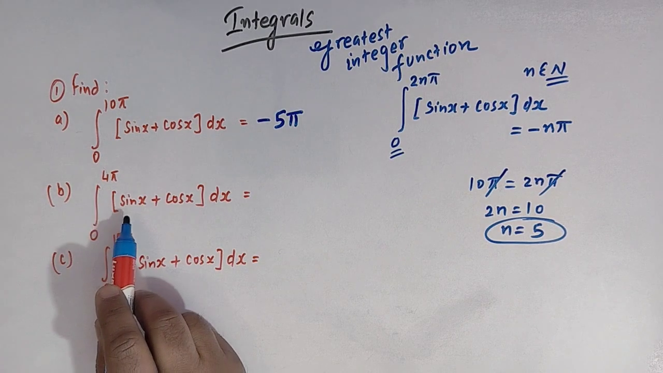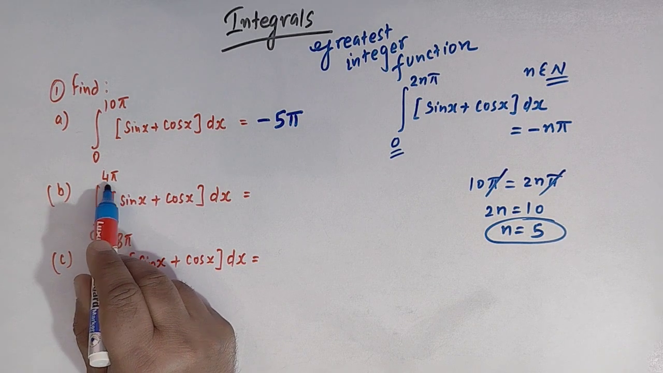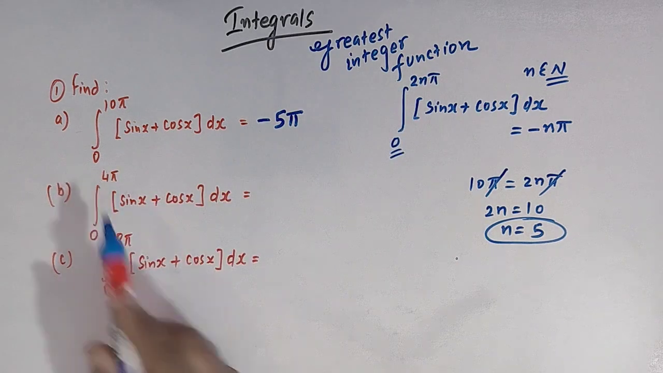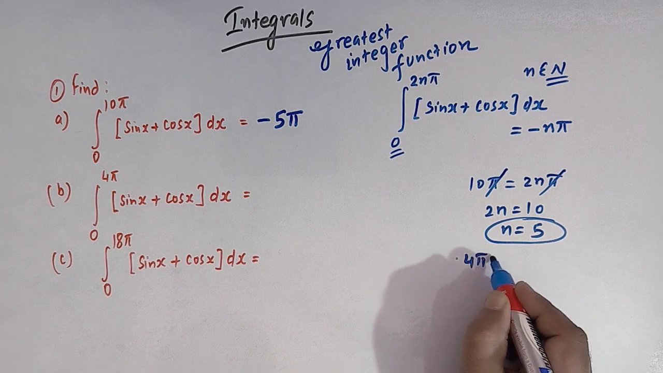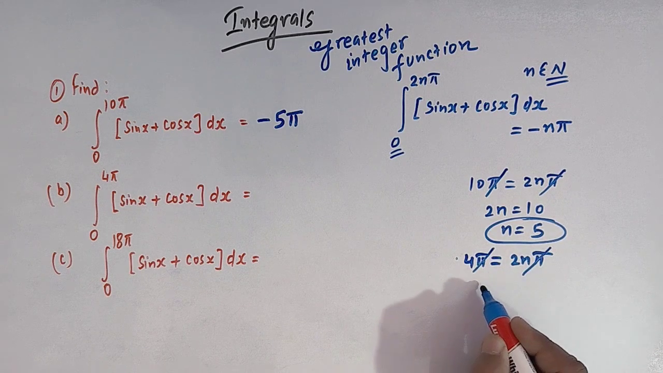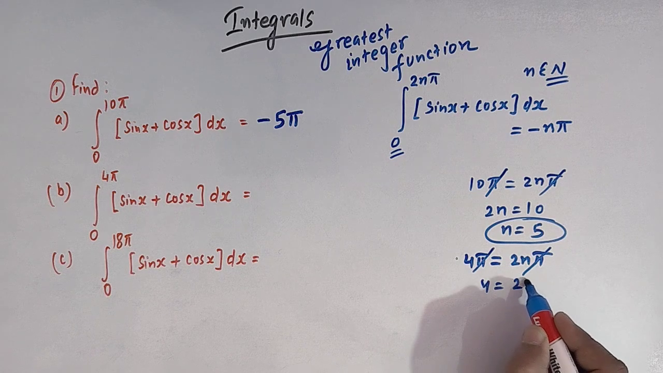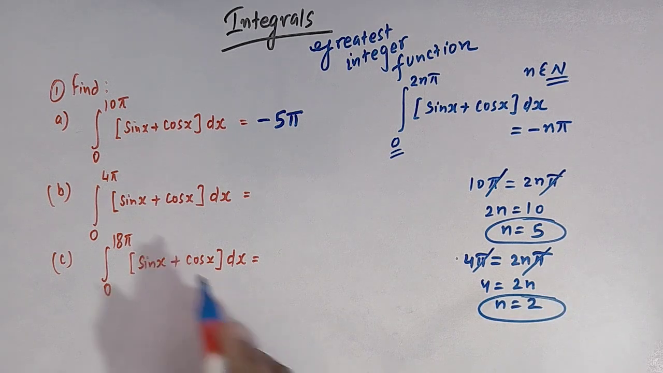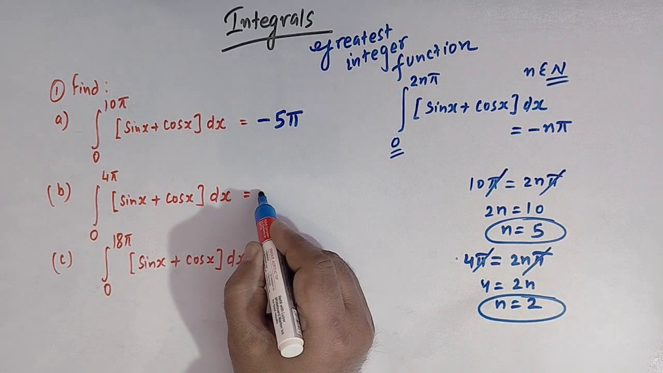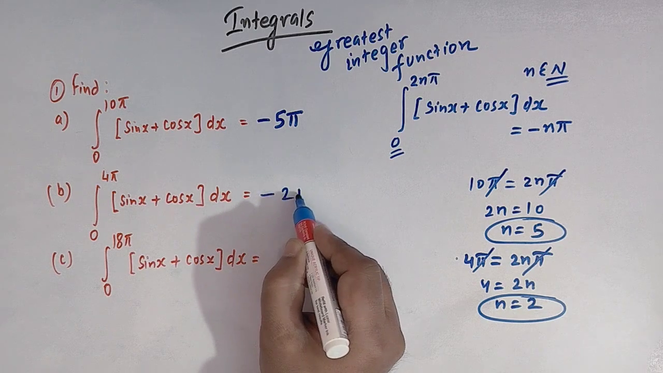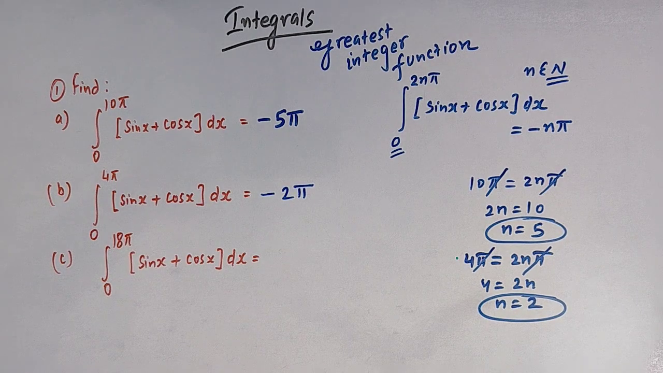Now in the second integral, we have 4 pi. So 4 pi is equal to 2n pi, and pi gets cancelled. We are left with 4 equal to 2n, so n is equal to 2. The value of this integral is minus n pi, n is 2, so this is minus 2 pi.